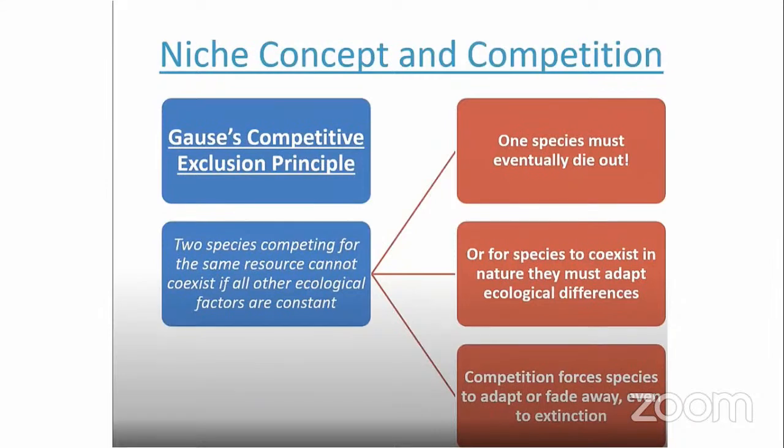Or what may happen? For species to coexist in nature, they must adapt ecological differences. And the third possibility is that competition forces species to adapt or fade away, even to extinction. So these are the choices. This is a harsh reality, but it is the fact that two species cannot coexist if they share the same resource. Either they have to win in the competition, or adapt, or die.